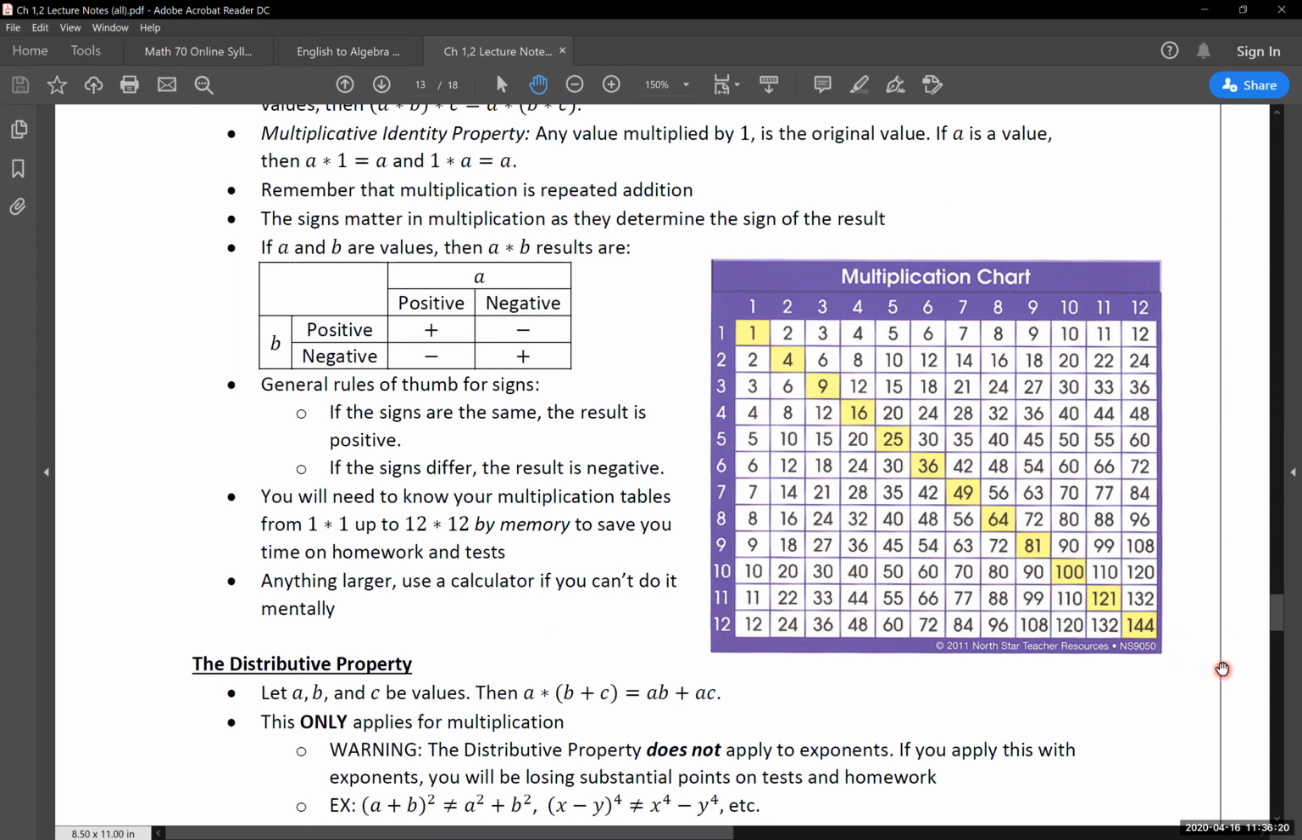Again, it saves you a lot of time on the homework, and it saves you a lot of time on the test, because you will have time limits on tests. It's one less thing you have to go through and type into your calculator.